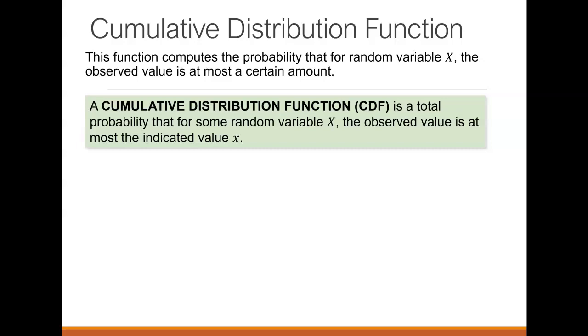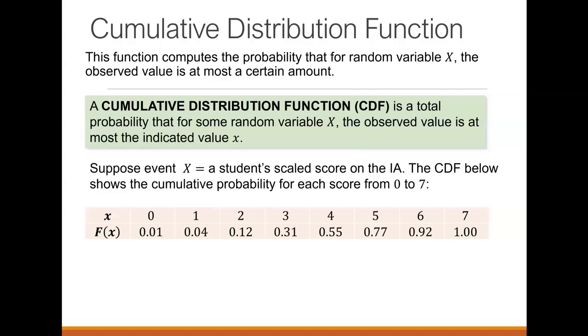What we'll talk about now is something called a cumulative distribution function, also known as a CDF. What this function does is it computes the probability that for a random variable x, the observed value is at most a certain amount. That's a little wordy, so let's look at a specific example. A cumulative distribution function is the total probability that the observed value of some random variable x is at most the indicated value of x.